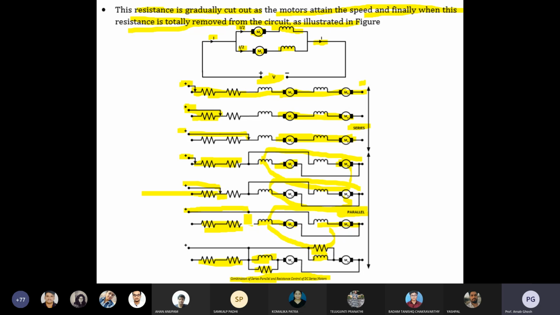After that, the voltage control for the speed control of the motor is over. Then, if you want to go beyond the rated speed, what do you need to do? You have to use the field weakening method. So then you are adding another two resistances across your field. These two resistors also you can involve over there.